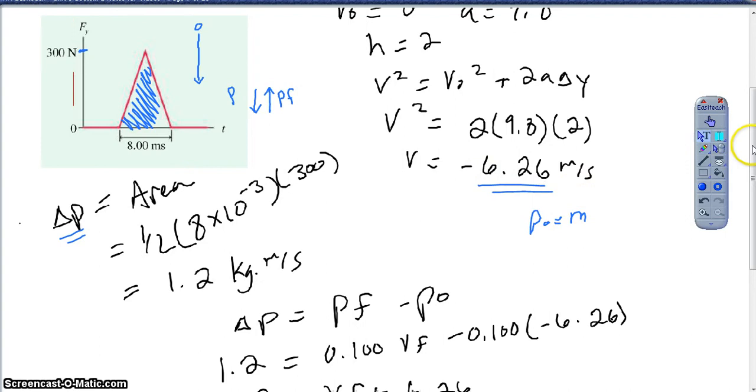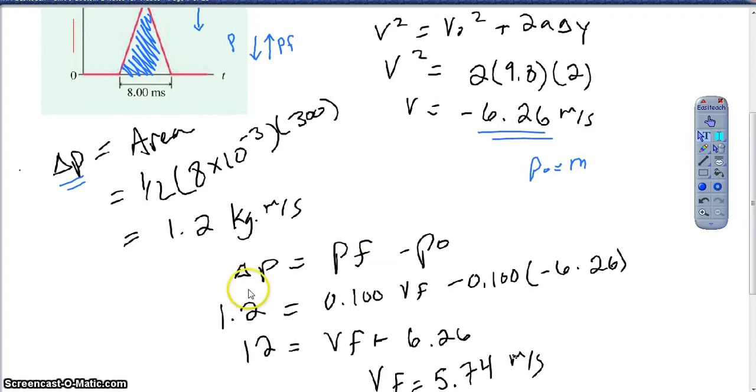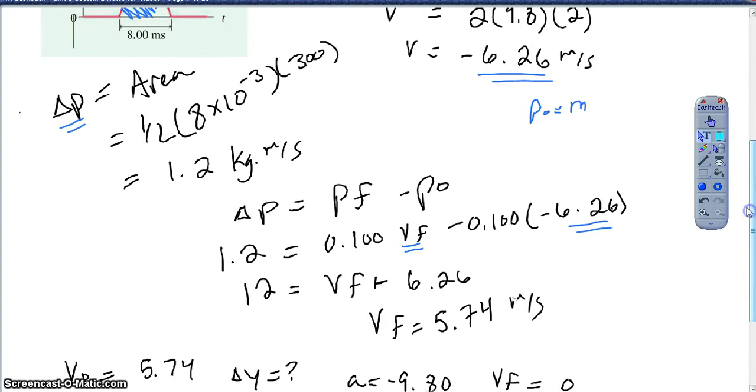So then I simply have to find my final velocity by using the change in momentum. I know the change in momentum is the area underneath the curve. I know that the mass of the ball is 100 grams, so 0.100 kilograms. I'm looking for my final velocity, and I know my initial velocity was -6.26. So I set up my change in momentum. Once again, the most important thing is because the direction changed, this needs to be either a negative or positive, and this one's going to end up being the opposite of that sign.